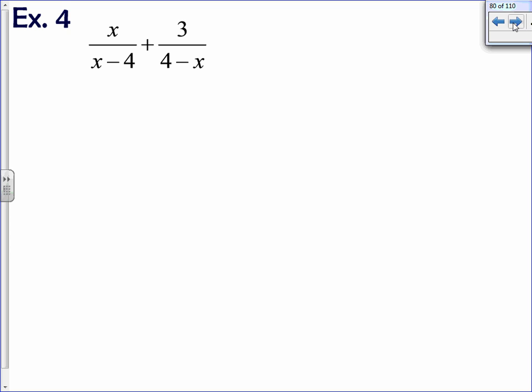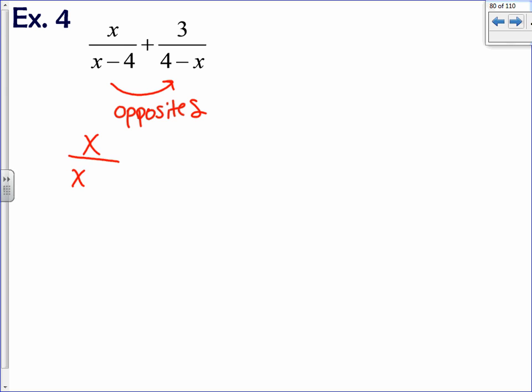So this problem has an opportunity to become a lot easier. And the opportunity you have is that the two denominators are opposites. One is x minus 4, one is 4 minus x. And if you realize that these are opposites, you can handle that a number of ways.